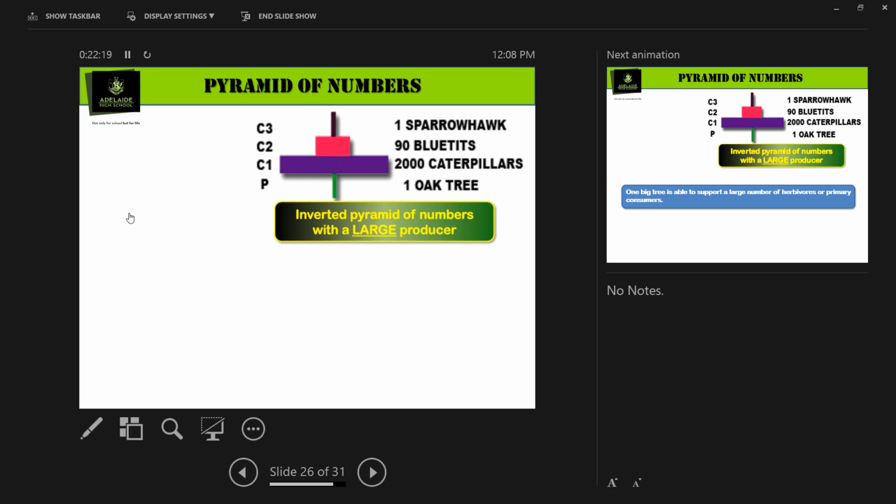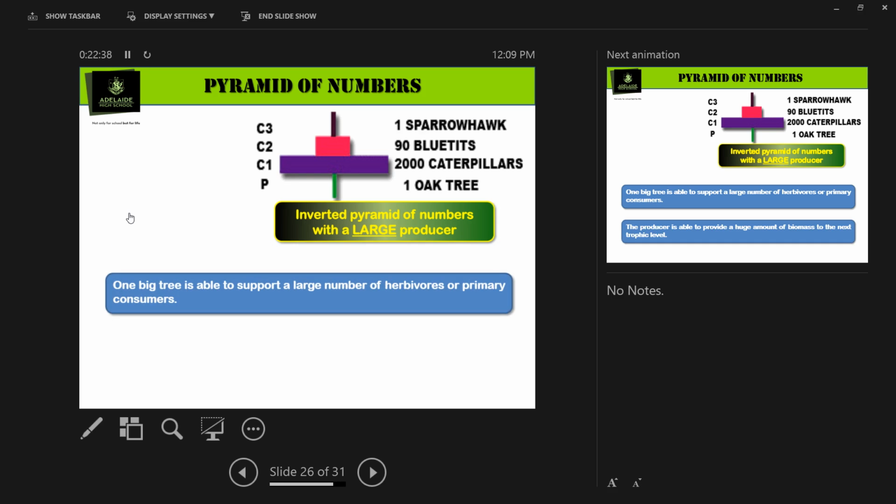In the pyramid of numbers, we have two particular pyramids which are inverted. One is due to the fact that it has a large producer. So you can just see at the bottom here, it's just a teeny weeny bar compared to the one on top there, 2,000 caterpillars, wider than usual. And why is that so? Because think about it. You have one big oak tree being able to support a large number of herbivores or even primary consumers. All right. Just imagine a tree and also have a look at the size. The caterpillars are not that big and it is able to live on that oak tree. That's fine. The oak tree is big, huge, humongous.